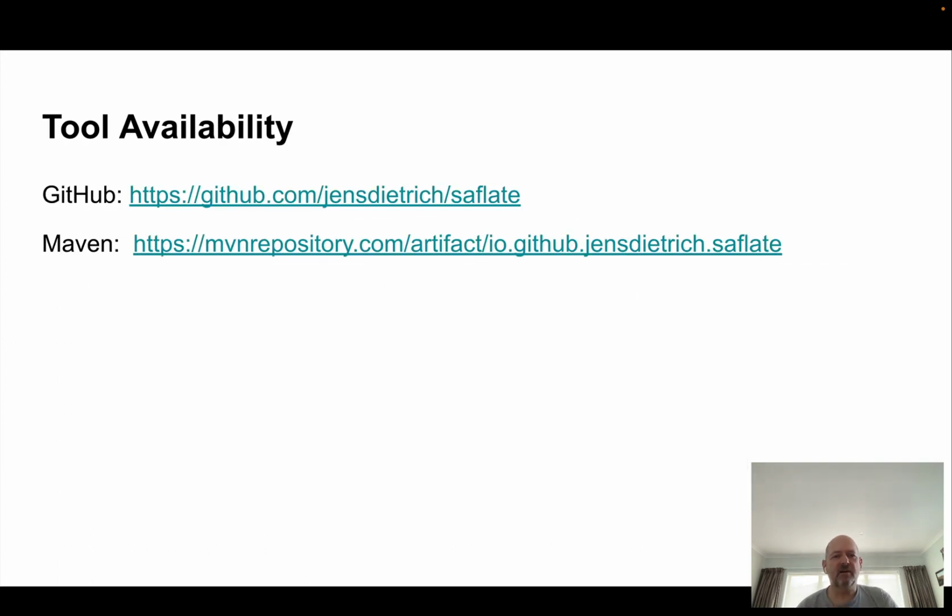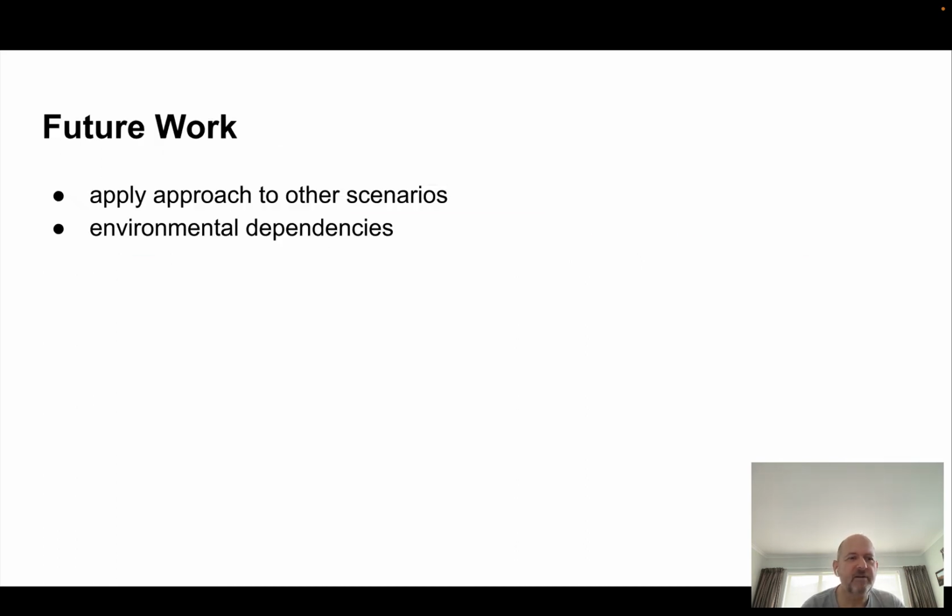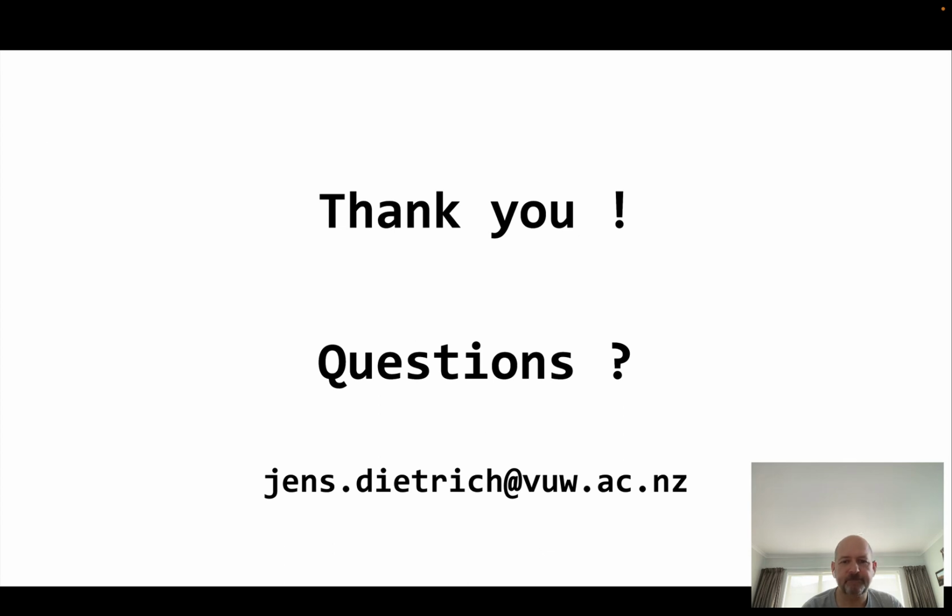Tool availability, source code is on GitHub. The JUnit 5 extension and the JUnit 4 rule are deployed in the Maven repository. You can have a look here. Future work, well, apply the approach to other scenarios. In particular, we want to model environmental dependencies here. We want to infer those annotations that can be used for this approach and maybe use Saflate there as well.